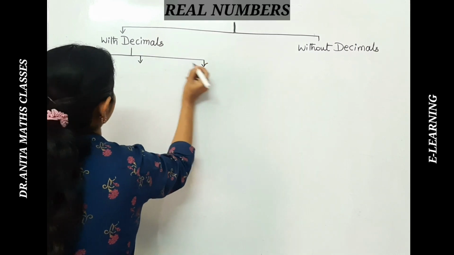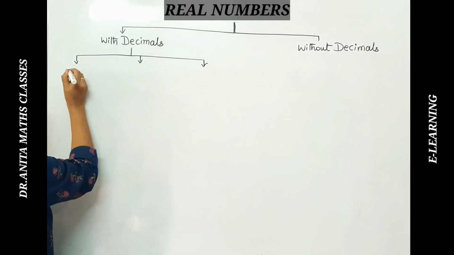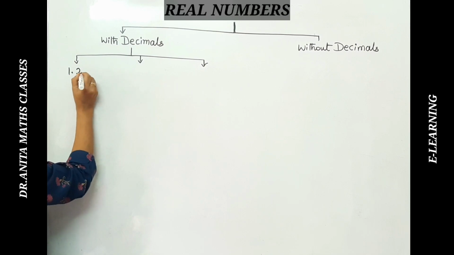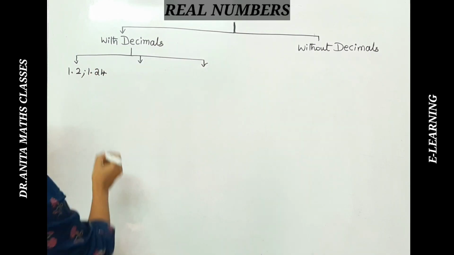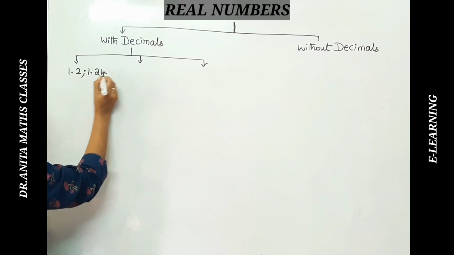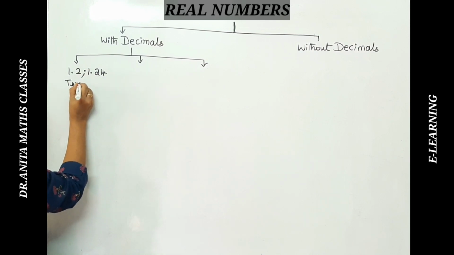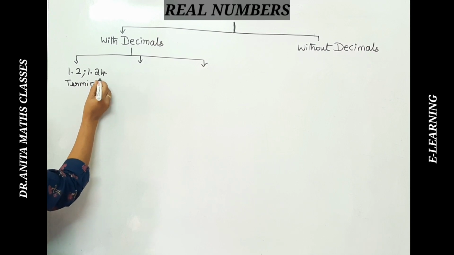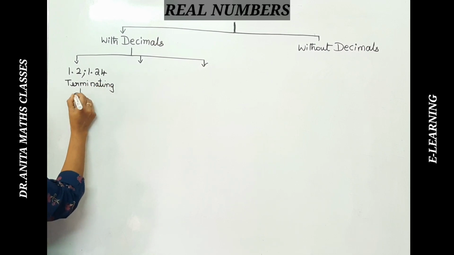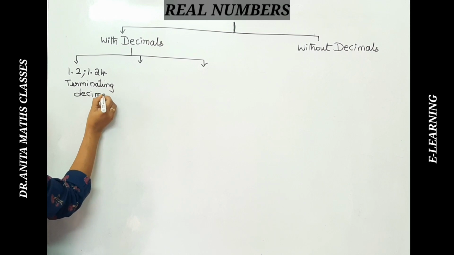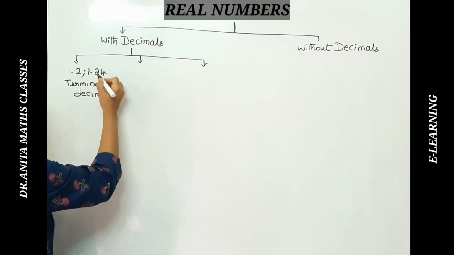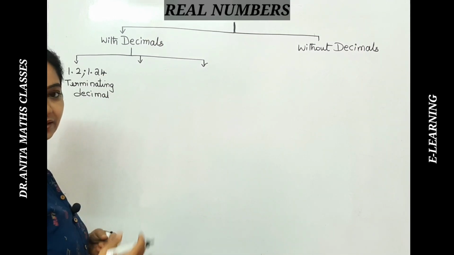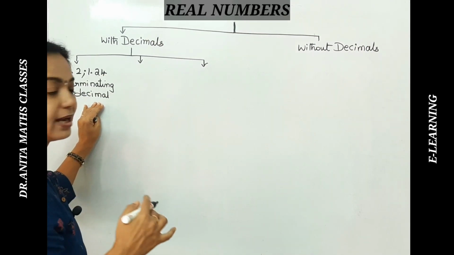So again we can differentiate these decimals into three main parts. The numbers with decimals, suppose I take 1.2 or suppose 1.24, like this, these are called terminating decimals, right? Terminating, the word itself means to stop, to cut. The decimal part is being stopped here, it is not continuing. So this type you have come across.